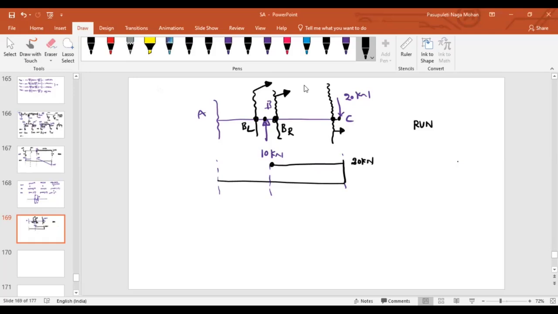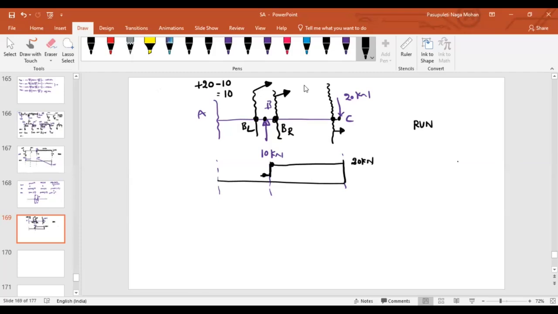Now come to the BL and look into the right side. How many forces can you see? 2 forces, sir. What are they? 20 downward, 10 upwards. Because of 20, positive shear force, plus 20. Because of 10, it is upward, so according to our sign convention it will be negative. What is the net value? Positive 10. So just to the left, 10.